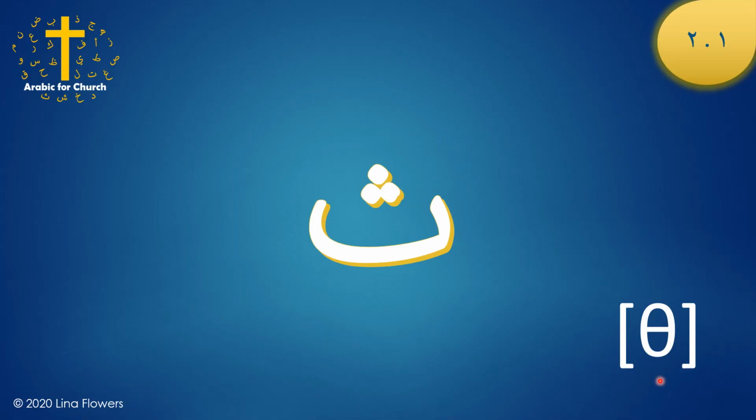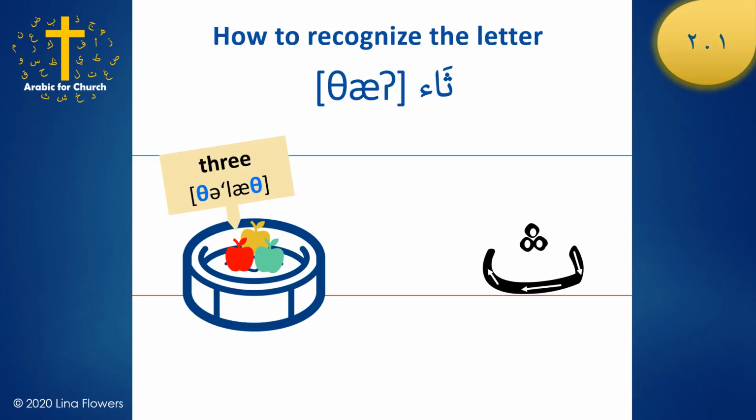So it's the sound th, like in the word thumb. So this is the sound th for tha. It looks difficult, but it sounds easy. So this is the letter tha, and you can find the sound th twice in the word thalath. Here, thalath. You have 3 dots and 3 apples.